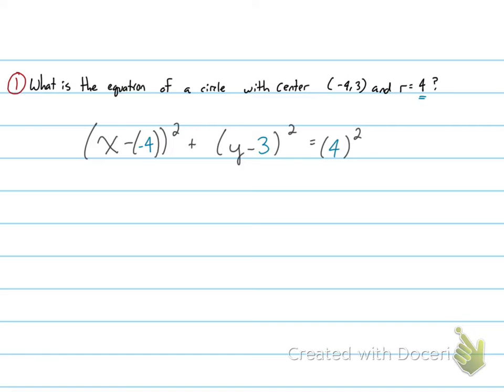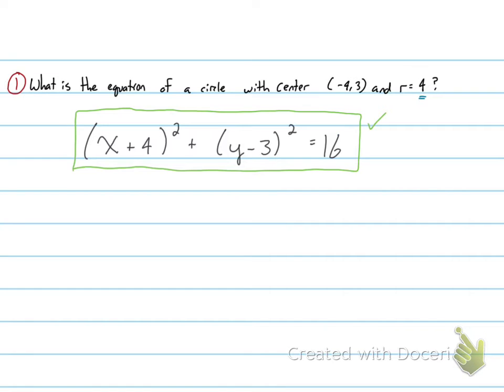Notice here that since the equation is x minus h, y minus k, when I plug these into the equation, it's going to look like the coordinate of the center changes sign. So x minus -4, I'm going to rewrite as (x + 4)². y minus 3 will stay the same. 4 squared is 16. So this is going to be my final answer.